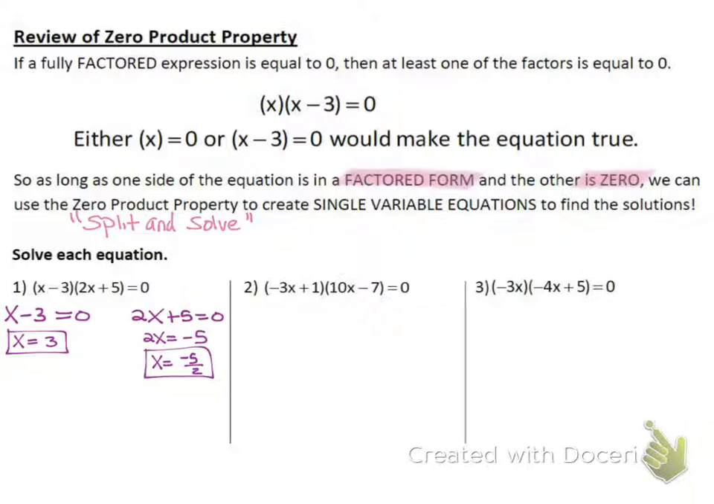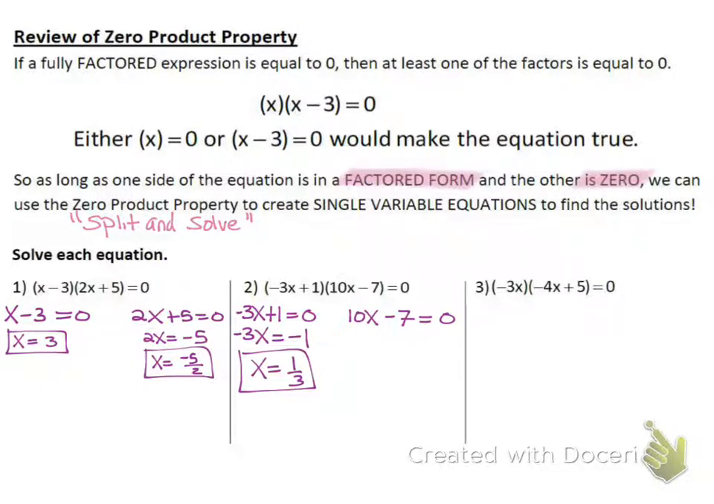So let's try another example together. Example number 2 is already factored and it's set equal to 0, so we can go straight to the split and solve step. When we split this up, we get negative 3x plus 1 equals 0 and 10x minus 7 equals 0. Now we have two-step equations and all we need to do is solve.